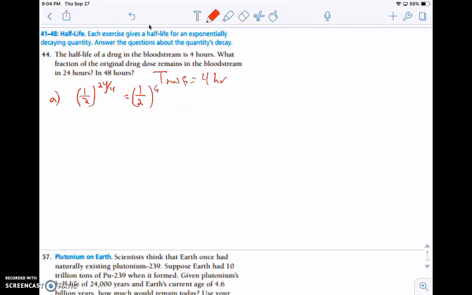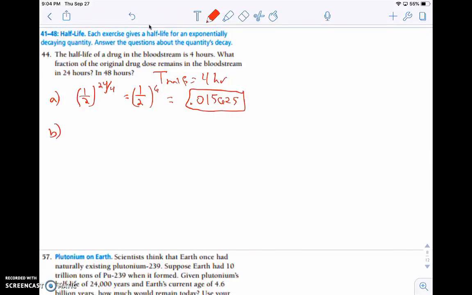And this is a pretty small number, 0.015625. So that's the portion that would remain after 24 hours of a drug that has been in the bloodstream for 24 hours. So very little remains.